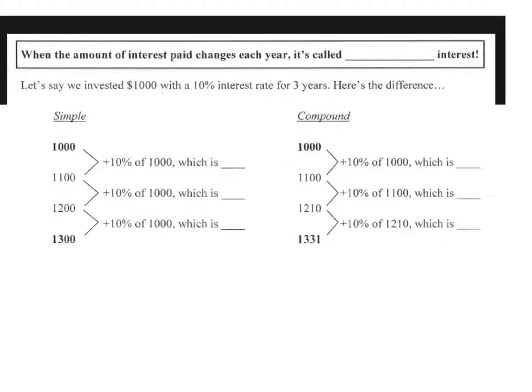All right, for the next section, when the amount of interest that is paid changes each year, circle that, it is called compound interest. This is typically what you will see in the real world. So things like my savings account, when I put money in my savings account every few months or every month, depending on how your bank is set up, they put interest into your account. And then the next time they pay you interest on your interest. So here's how they're different.